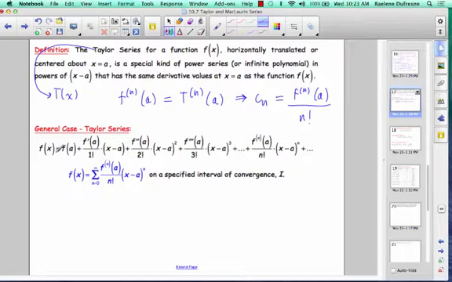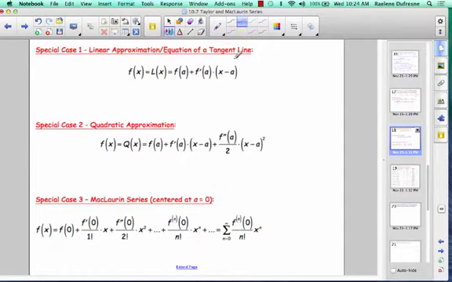So then we can see that the general case of the Taylor series can be written as a power series where the coefficients Cn have been substituted. And of course, this is only true on a specified interval of convergence. We could expand the Taylor series as the expression above. There are a couple of special cases of Taylor series that are important to know. In particular, we already know the linear approximation, or the equation of the tangent line, is the first degree Taylor series. So we would call this linearization the Taylor polynomial of degree 1, the first degree Taylor polynomial.